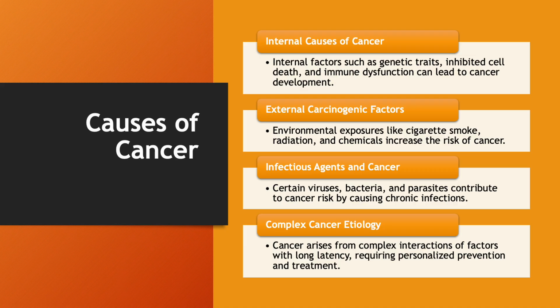Cancer can start from within the body due to factors we can't always control. Genetic traits passed down through families can increase susceptibility. When programmed cell death, called apoptosis, is inhibited, damaged cells survive and multiply. Immune dysfunction means the body fails to recognize and destroy abnormal cells.